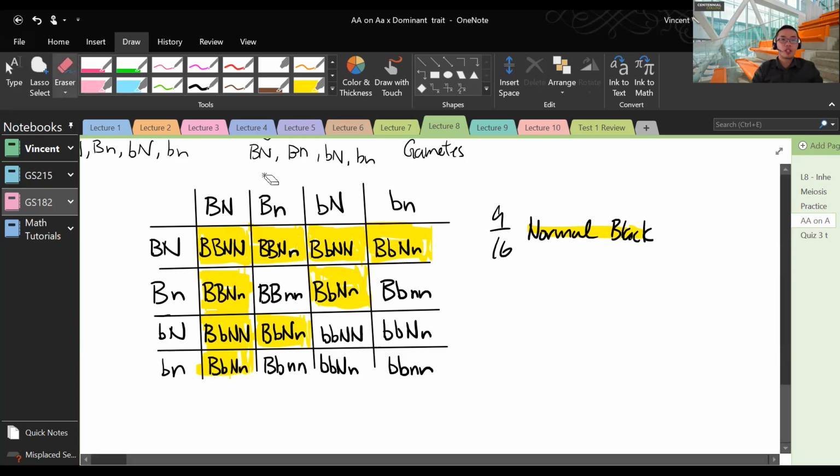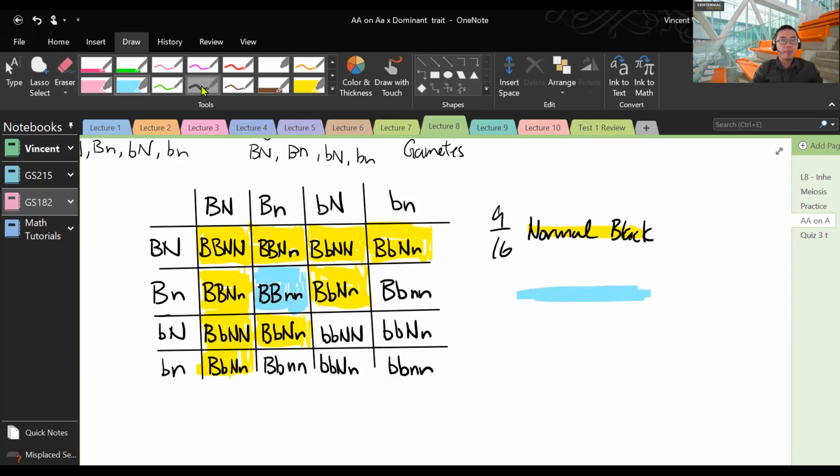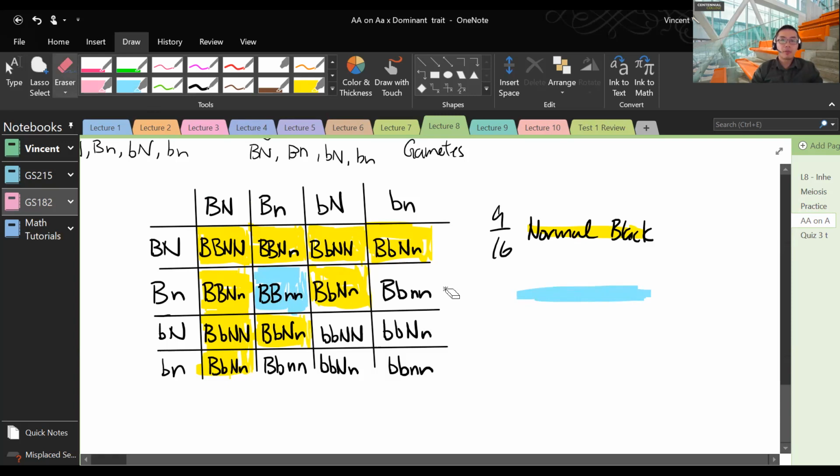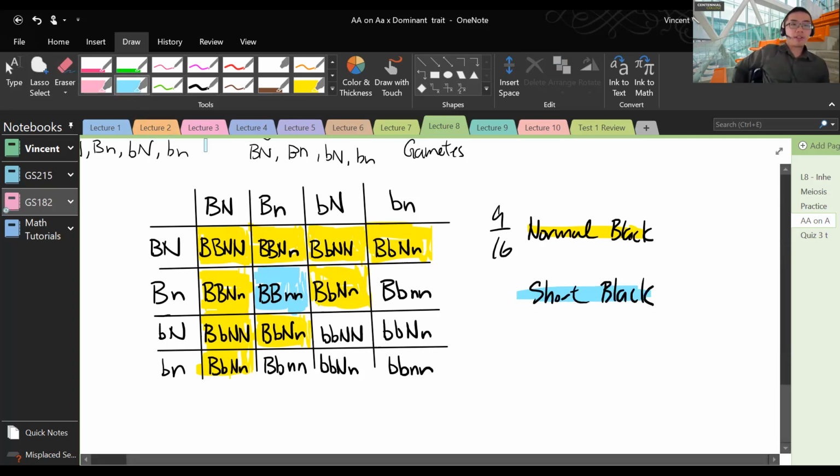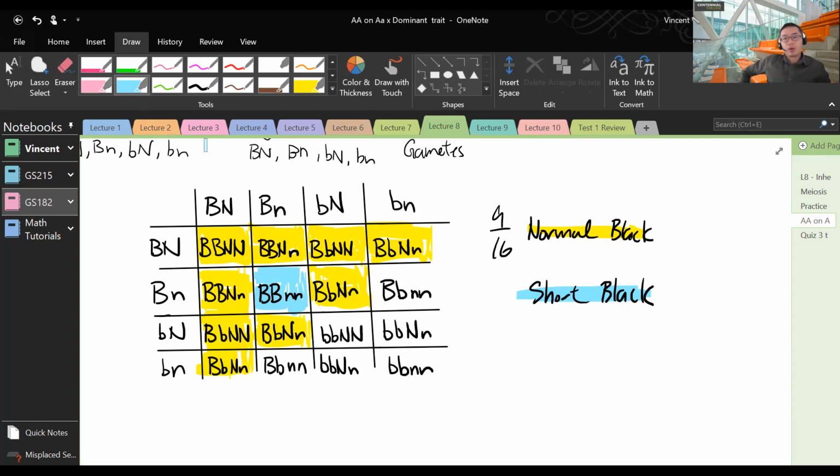Okay, let's find another genotype. Let's take a look at this one. This one is big B, small n, right? So big B means it's black. Small n means it's short. So this is short black. Let's find all the short black. Do we have any other short black? If so, how many others? How many in total, I should say?